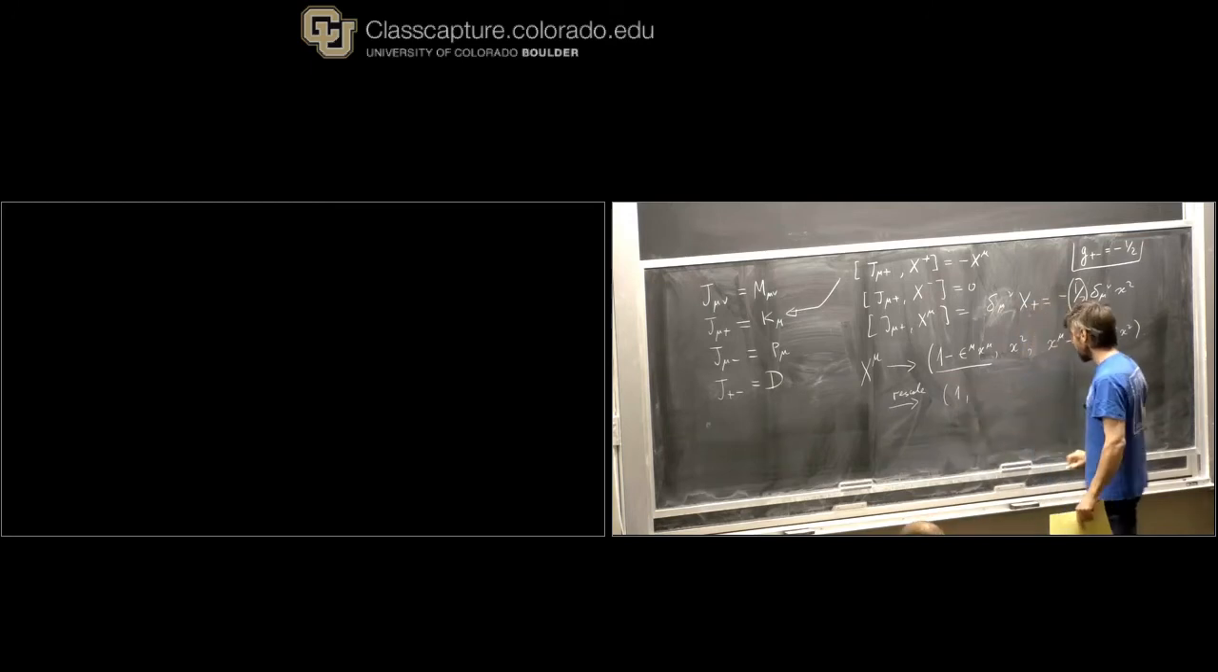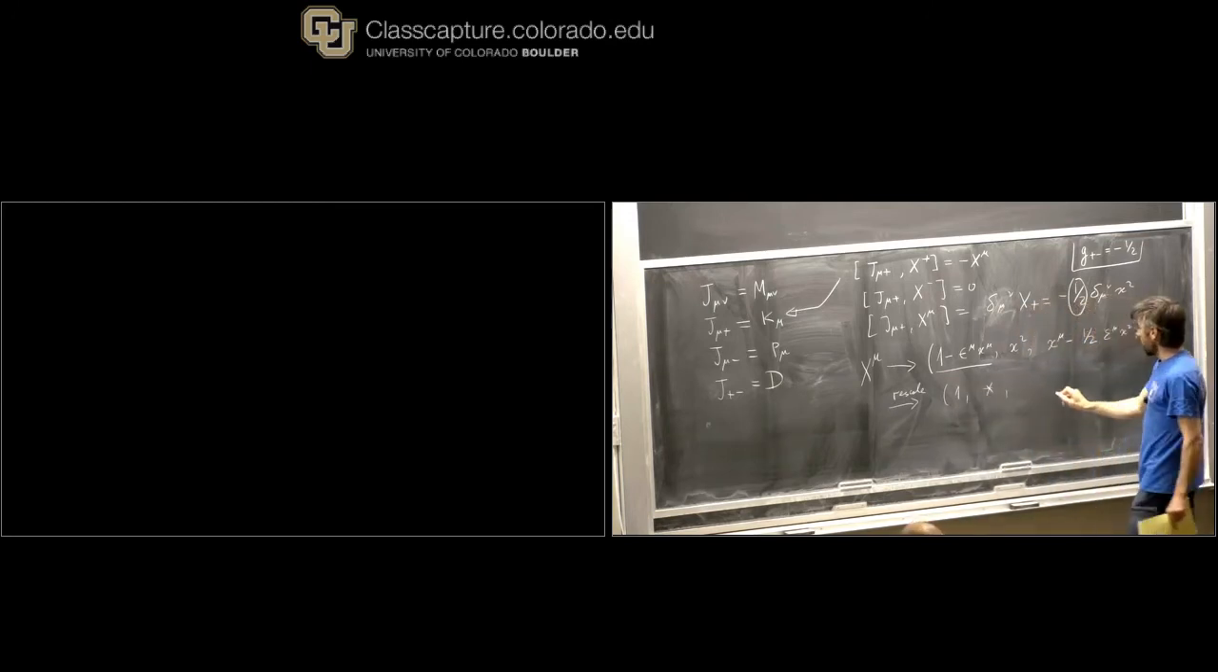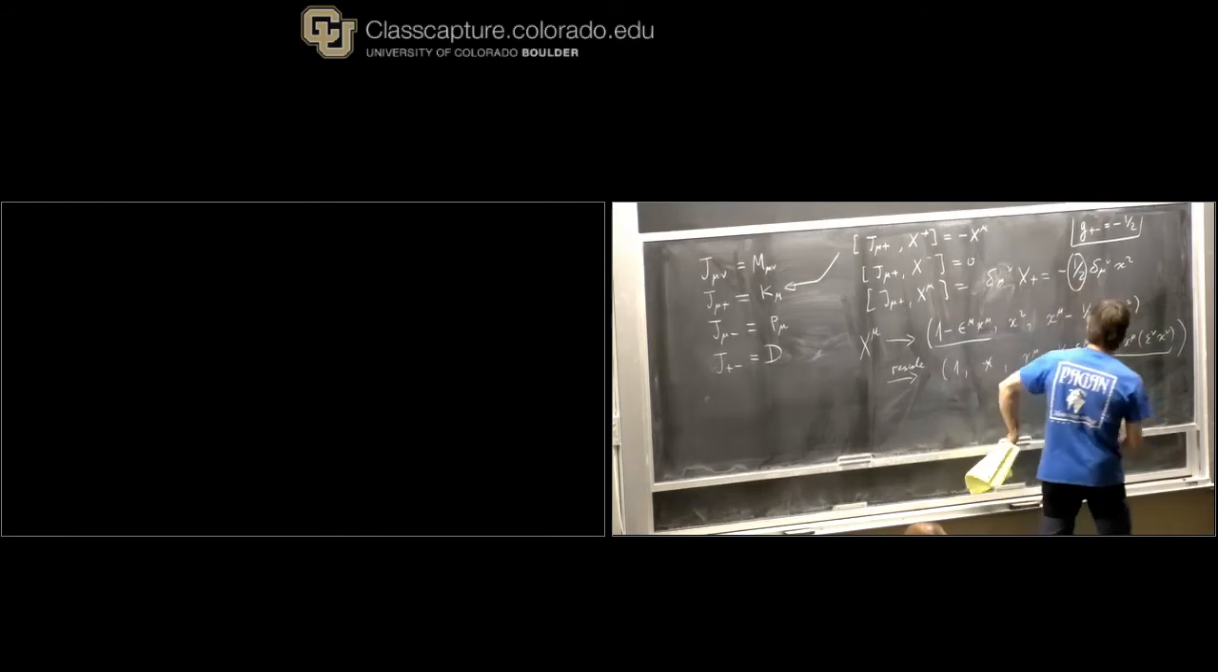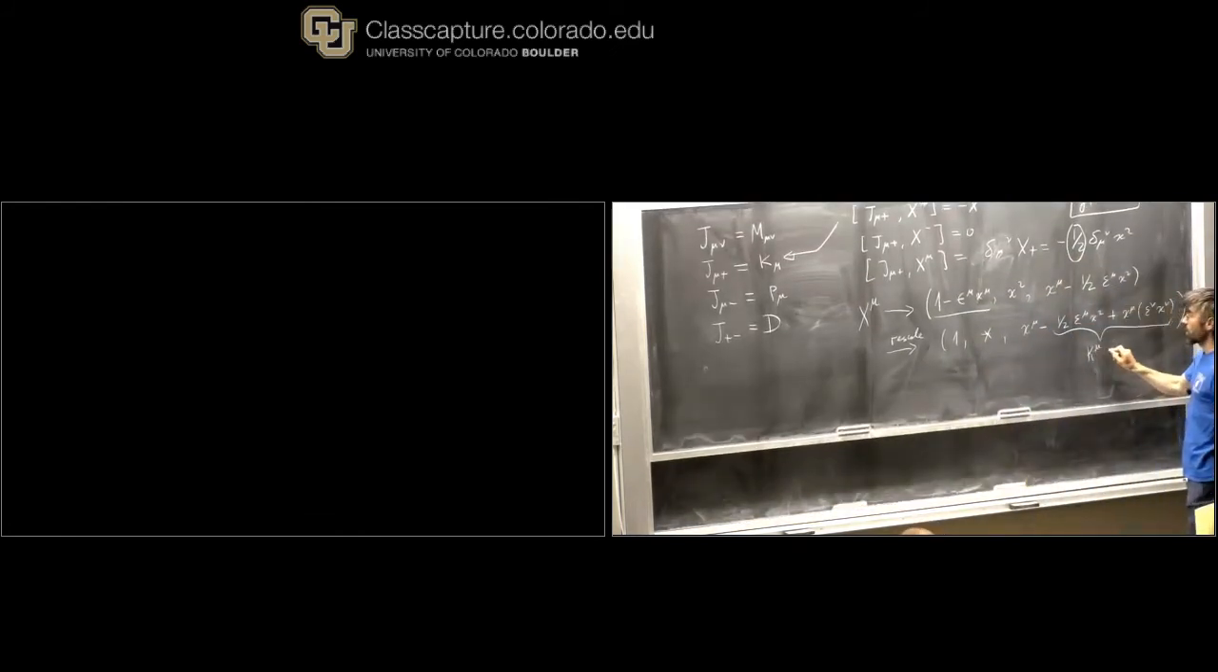So I get 1. Okay, here I get something which doesn't really matter. And here I get x^μ − 1/2 ε^μ x² + x^μ ε·x. And so here, what you see is an infinitesimal transformation corresponding to the special conformal transformation generator, up to a constant factor. So this is the form of the transformation which is expected from K_μ.